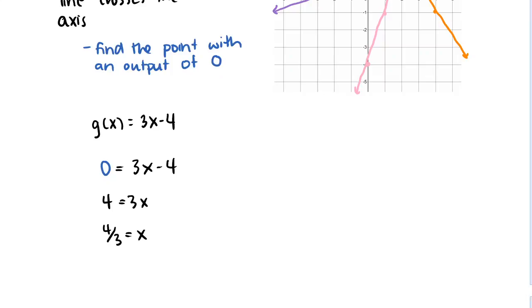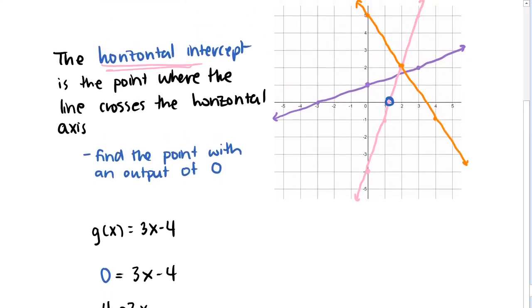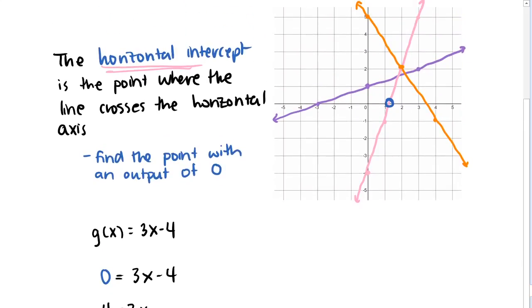And really this is saying that x is equal to 4/3 when y is equal to 0. Or in other words, our horizontal intercept is the point 4/3, 0. That's this point that we have identified here on this pink line. That's what we're finding when we do something like this.